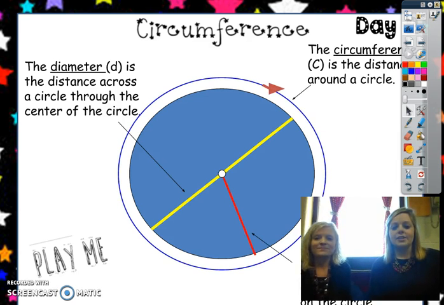Of course. So on the screen it shows what diameter means. Diameter is all the way across the circle, the distance from each end point. Circumference, remember, is another word for perimeter, but it's a special word for circles. And then radius is half of the diameter.